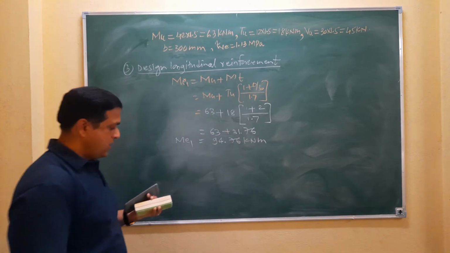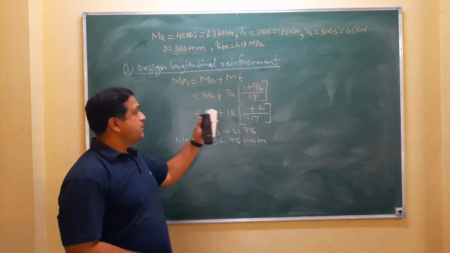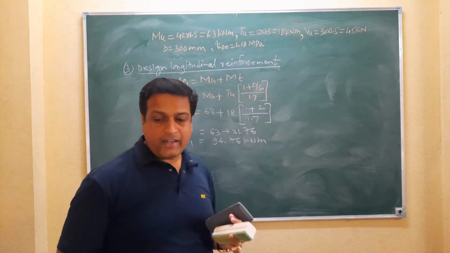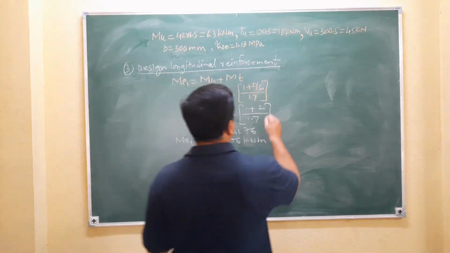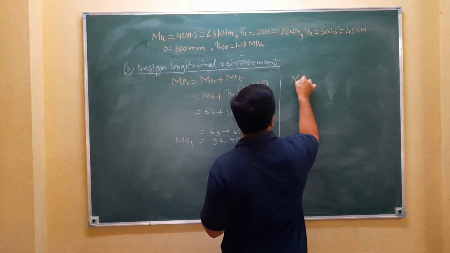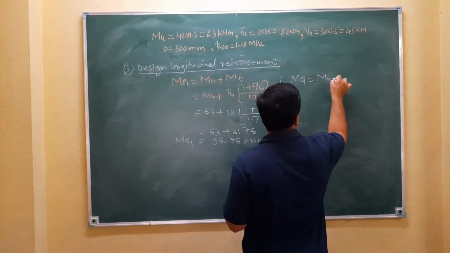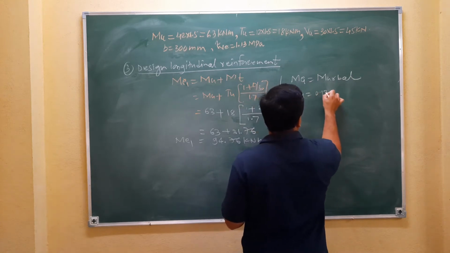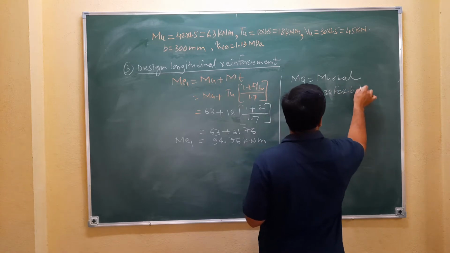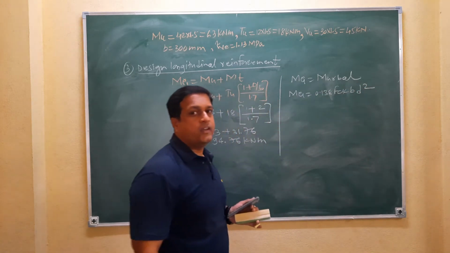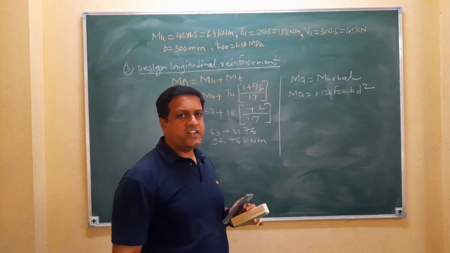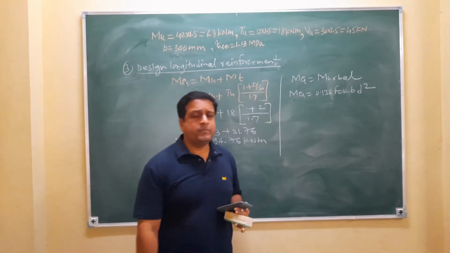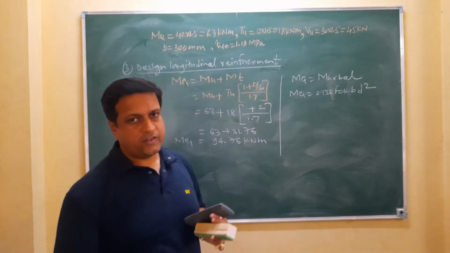This is the ME1. So let's check that the provided depth is sufficient to take the ME1 moment or not. For that, what you have to do? So ME1 is equal to MU balanced. So MU1 is equal to 0.138 FCK BD square. If we equate this, we can find out the sufficient depth for the MU1, whether our provided depth is sufficient to take this MU1 or not. That you have to check.